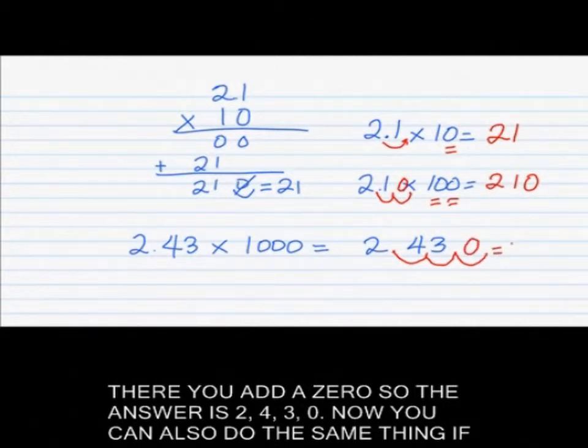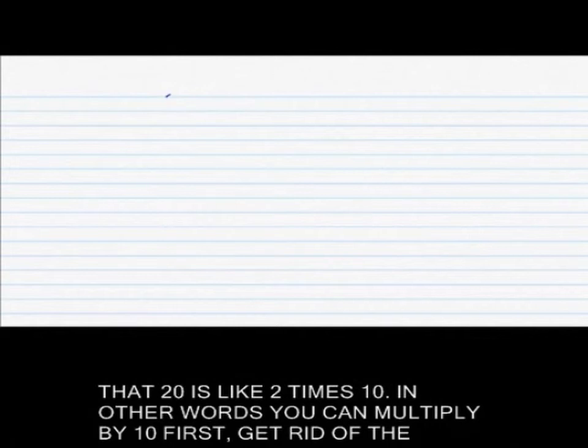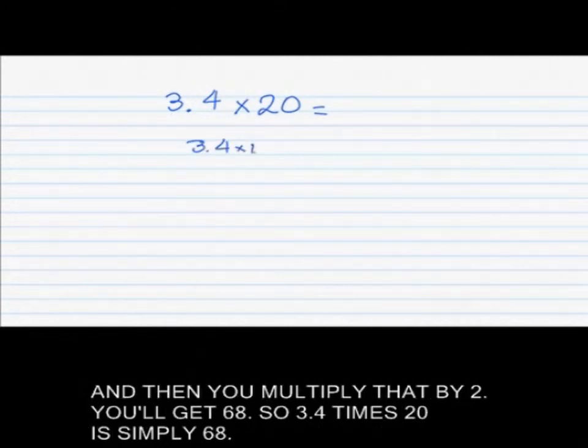Now, you can also do the same thing if you are multiplying with something like 20. And one way to do that, what you can do, know that 20 is like 2 times 10. In other words, you can multiply by 10 first, get rid of the decimal, and then multiply by 2. So let's do that. 3.4 times 10 is simply 34. And then you take 34 and multiply that by 2, you'll get 68. So 3.4 times 20 is simply 68.